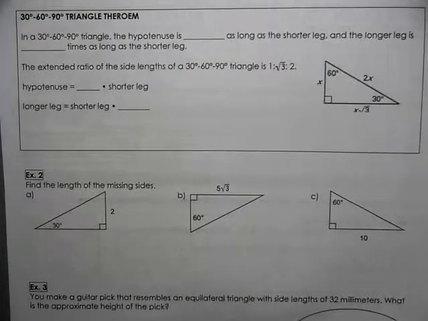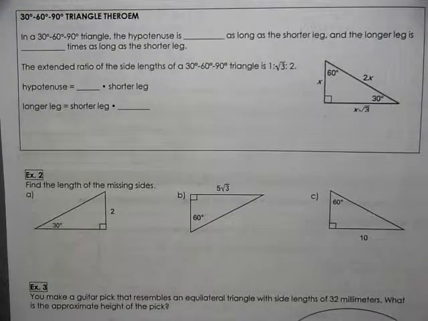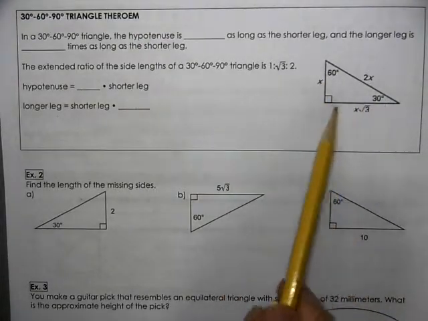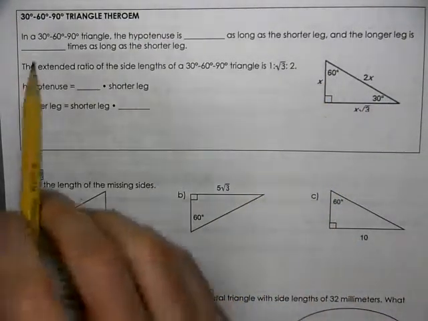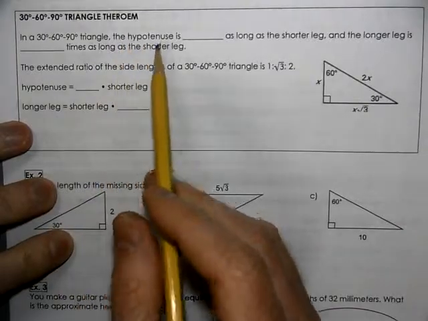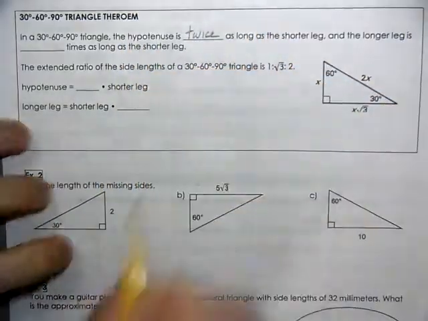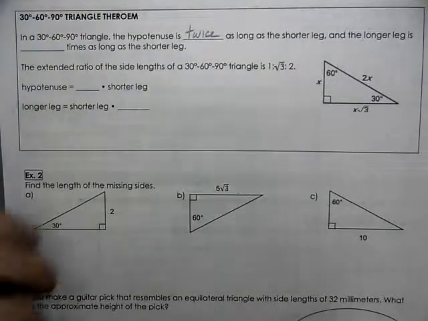Now another type of triangle that we're going to look at is a 30, 60, 90 triangle. In a 30, 60, 90 triangle, we have special relationships between the sides. This one's a little trickier because we have more angles that are different, so we have more sides that are different. In a 30, 60, 90 triangle, the hypotenuse is twice as long as the shorter side. So that makes life easy.